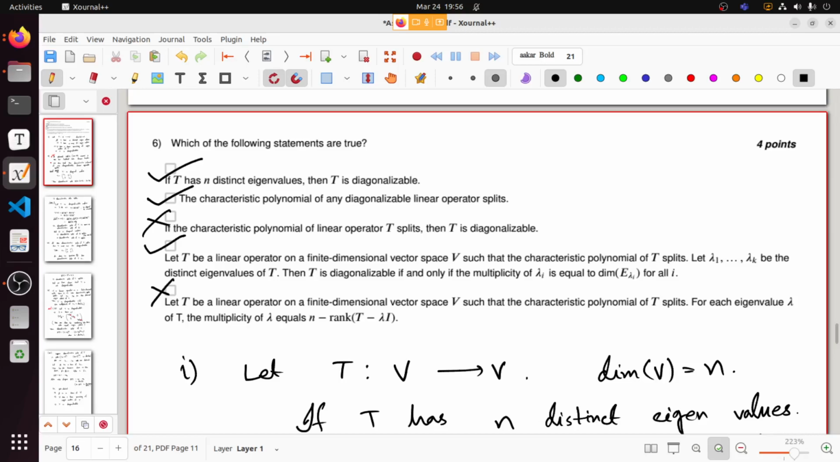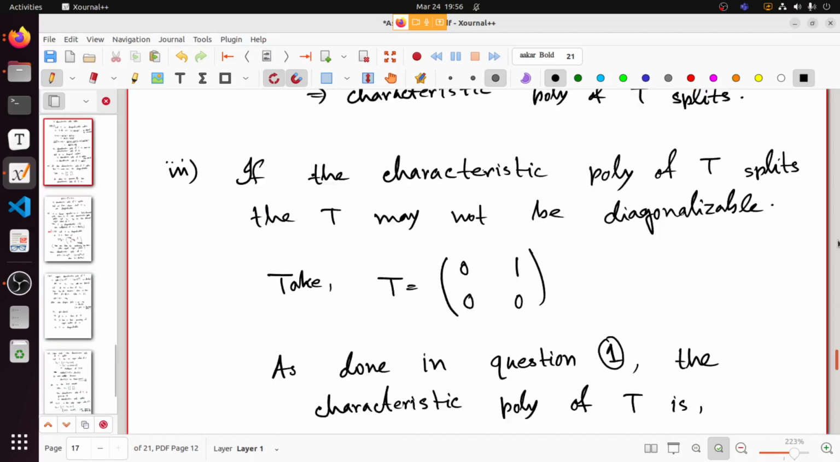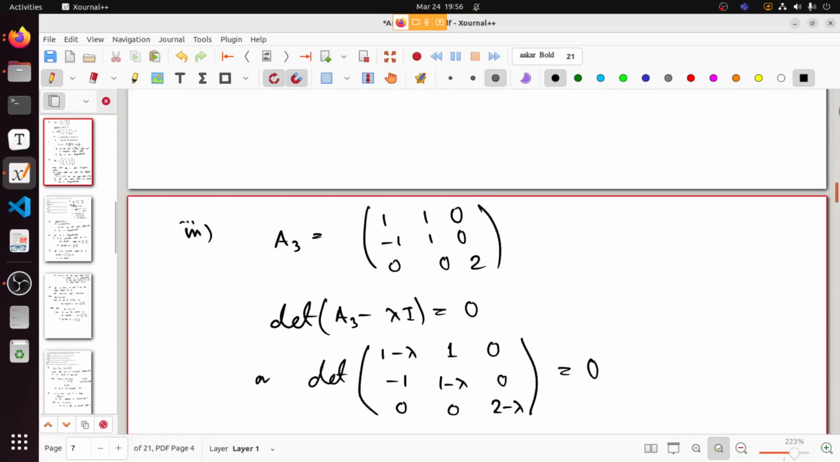So the last option is false. So this completes question 6 and also assignment 8. Okay, so assignment 8 is done.